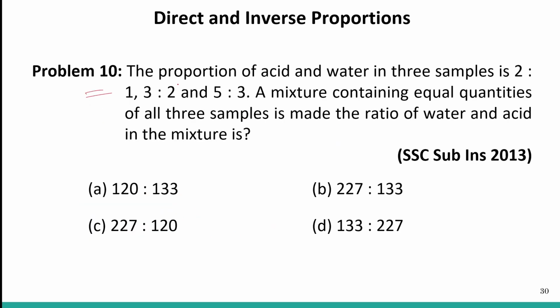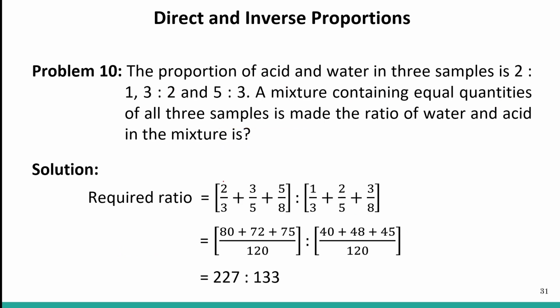So let's see problem number 10. The proportion of acid and water in 3 samples is 2:1, 3:2 and 5:3. A mixture containing equal quantities of all 3 samples is made. The ratio of water and acid in the mixture is 120:133, 227:133, 133:227 or 227:120. So the required ratio will be 2/3 plus 3/5 plus 5/8 is to 1/3 plus 2/5 plus 3/8. It will be equal to, cumulatively, 227:133.